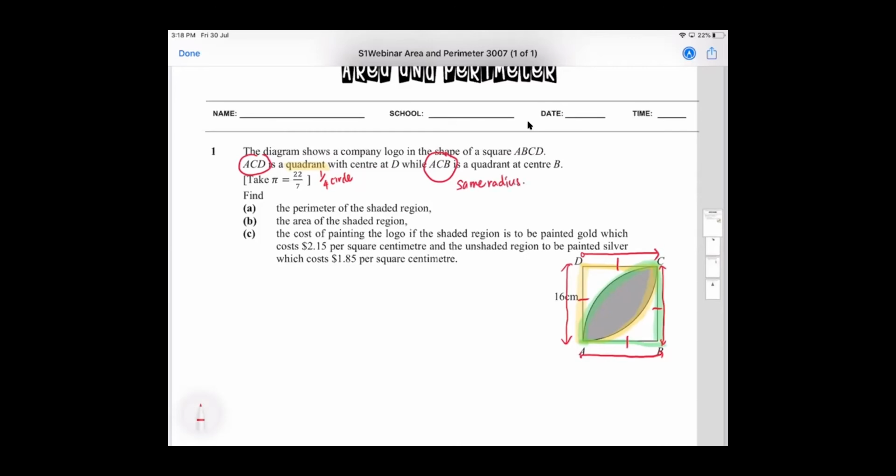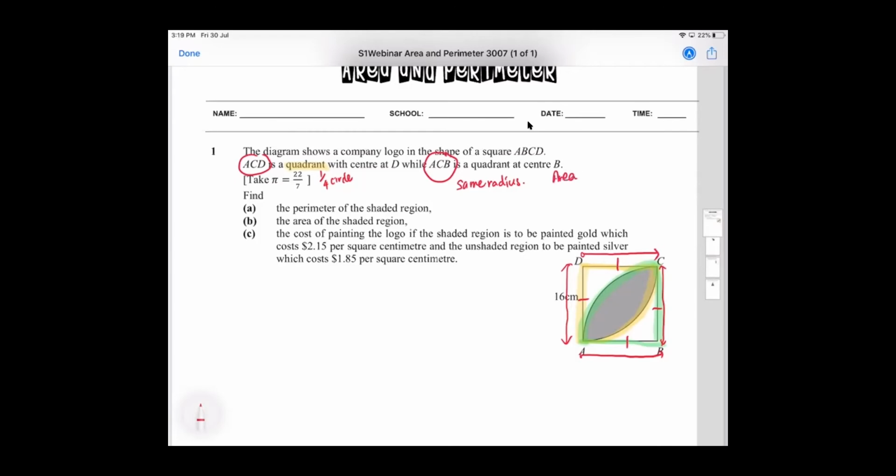So when we calculate the arc length, we can actually combine the 2 quadrants into 1 semicircle when we consider the perimeter or even the area. So let's recall the formula for area and circumference of a circle.